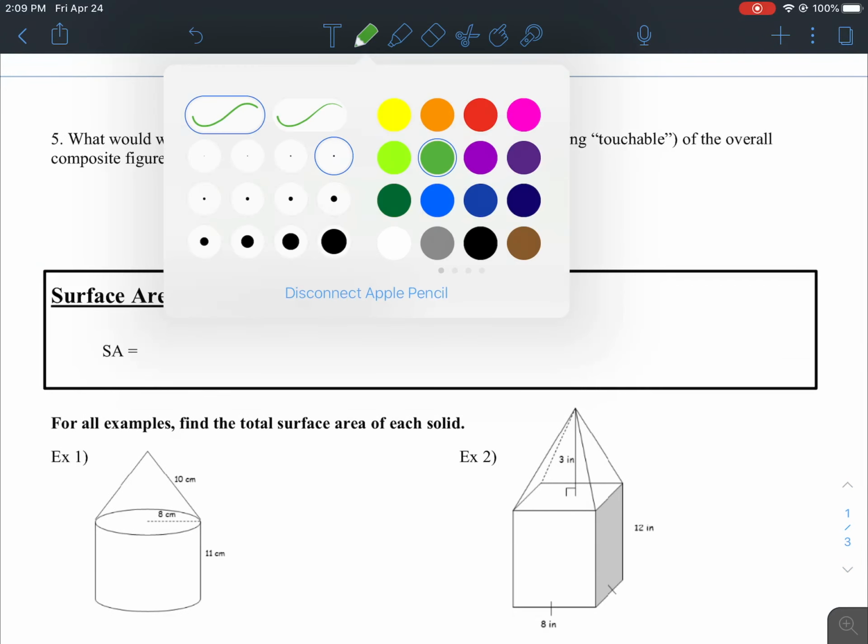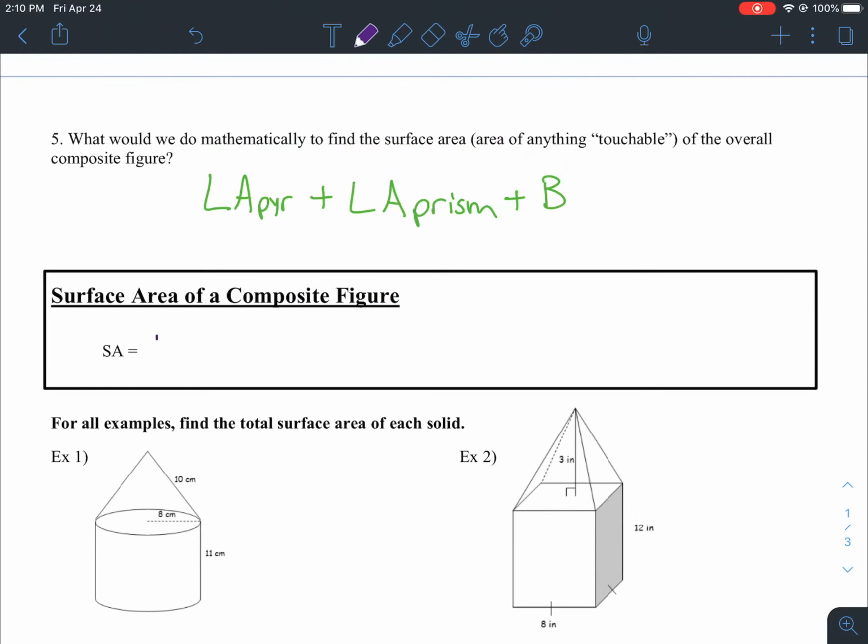So, for any composite figure that we'll be working with, our formula is this. Surface area equals LA1 plus LA2 plus B, where LA1 just means the lateral area of the first shape. LA2 means the lateral area of the second shape, and B is the base of the figure. Now, obviously, the LA1 and LA2 are interchangeable. Okay, it doesn't matter which one you call which.